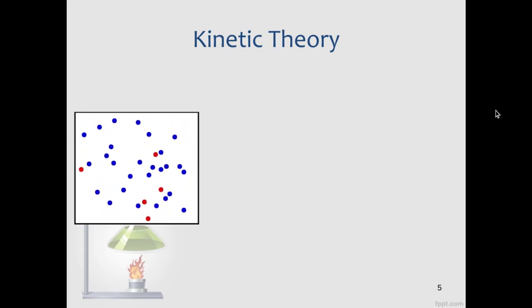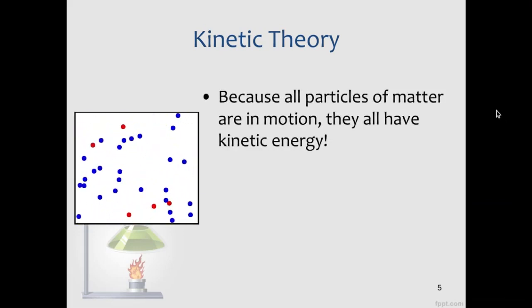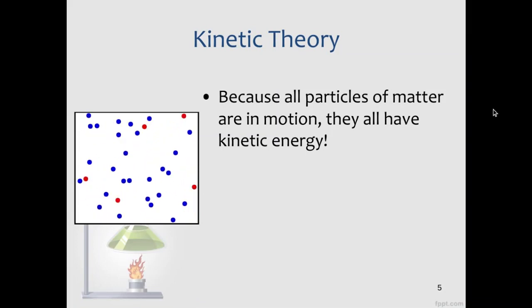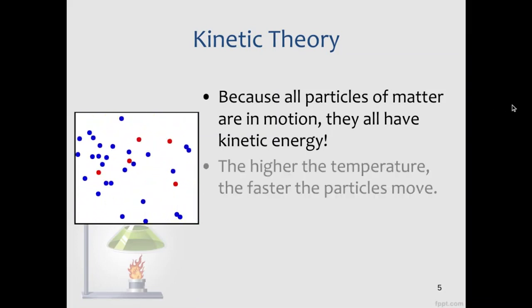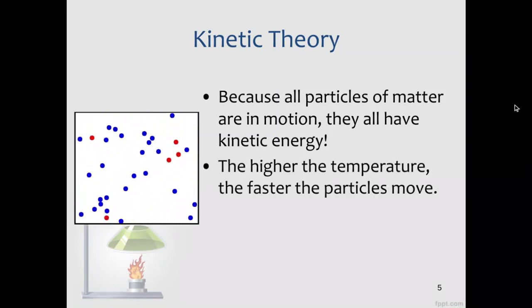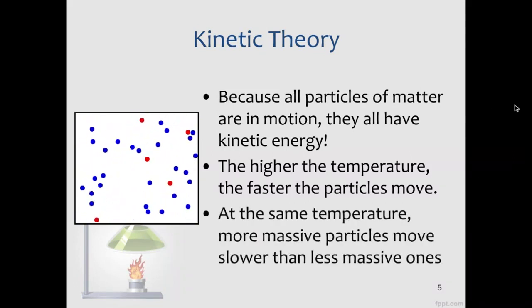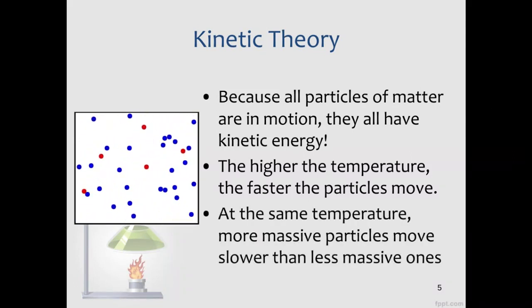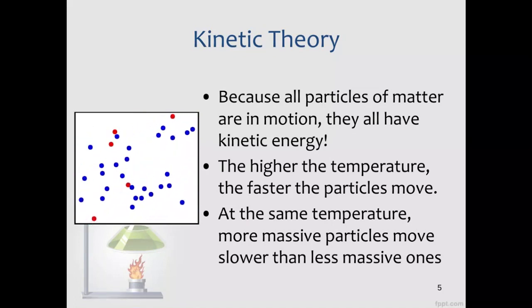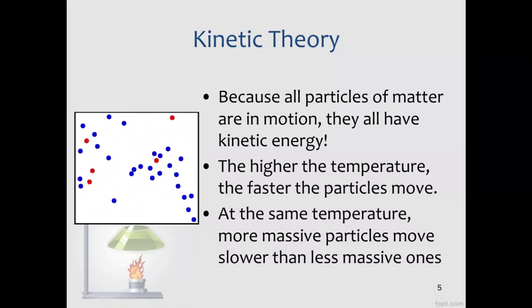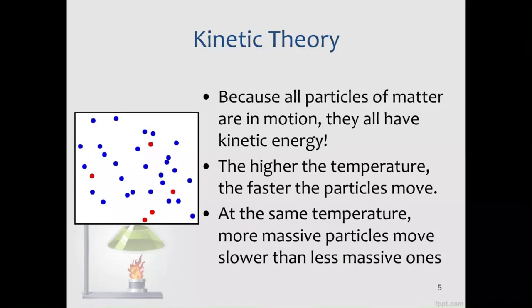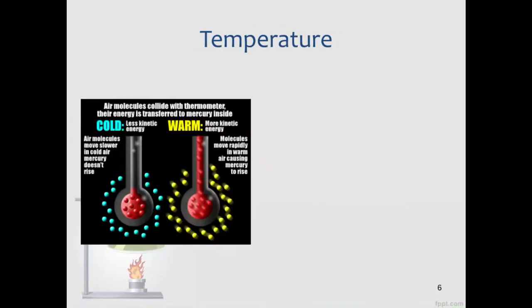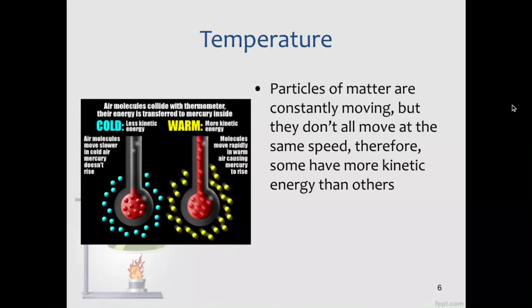It shows those molecules are constantly in motion. Because all particles of matter are in motion, they have what we call kinetic energy. The higher the temperature, the faster the particles move. At the same temperature, though, the more massive particles have a tendency to move slower than the less massive ones. The smaller particles move faster. Particles of matter are constantly moving, but they don't all move at the same speed. Therefore, some have more kinetic energy than others.